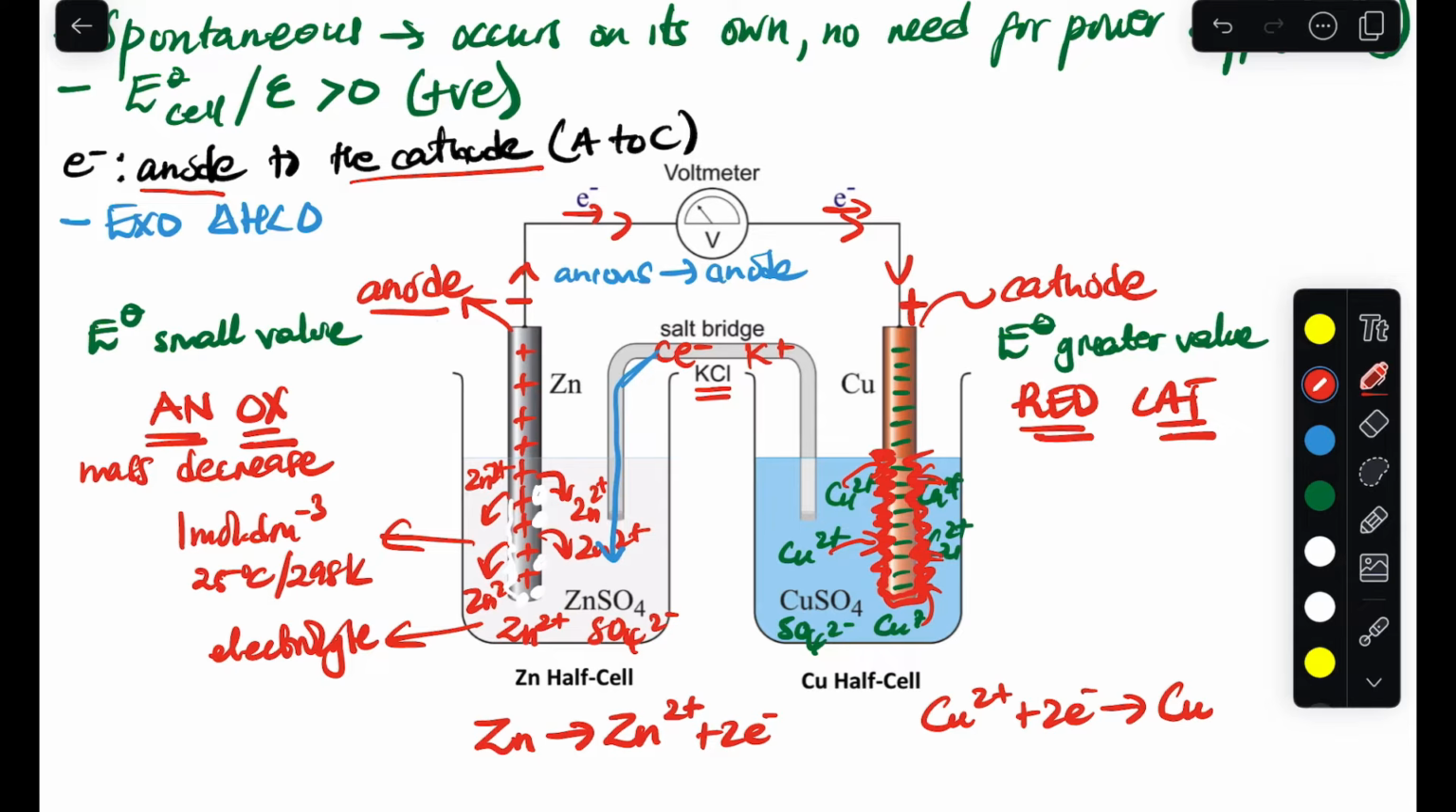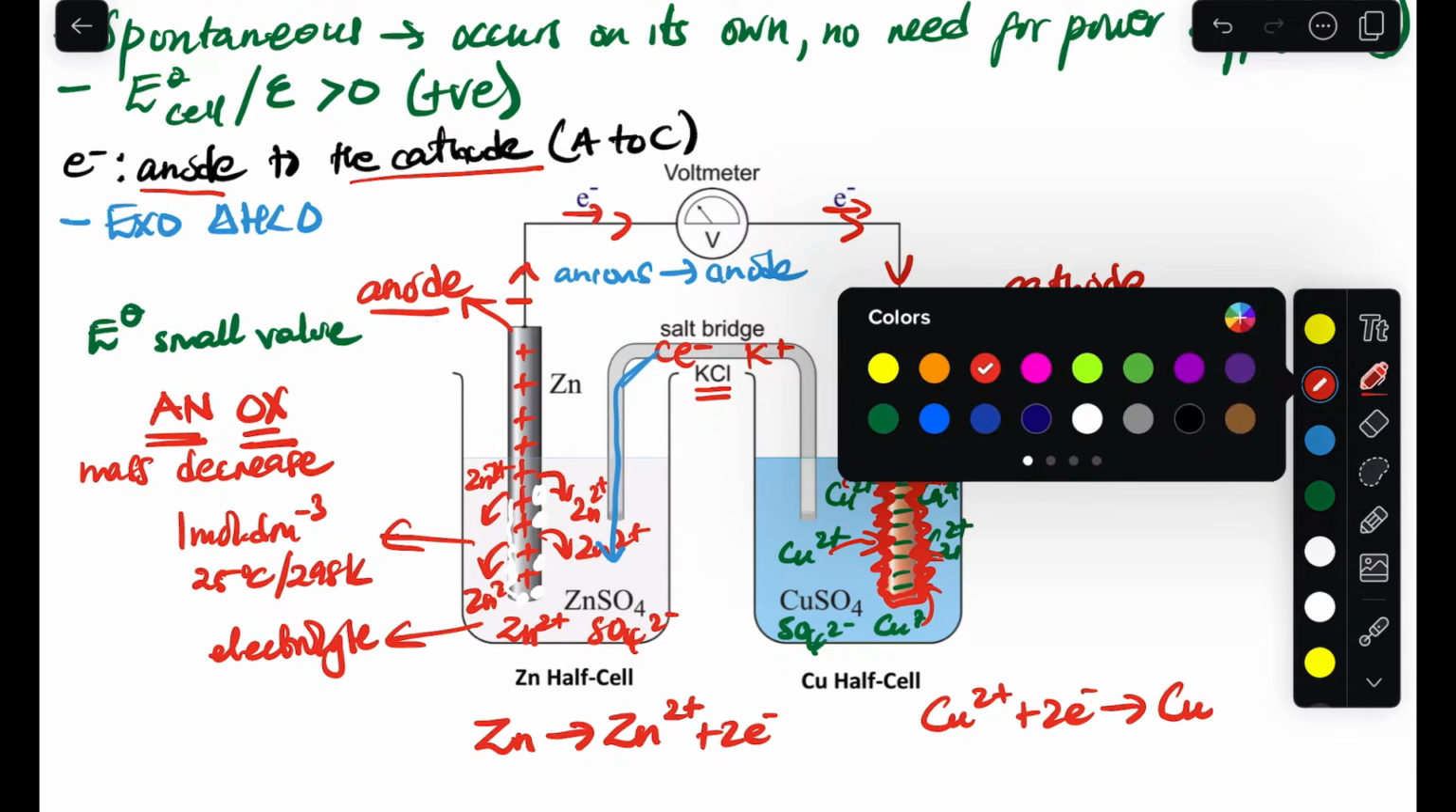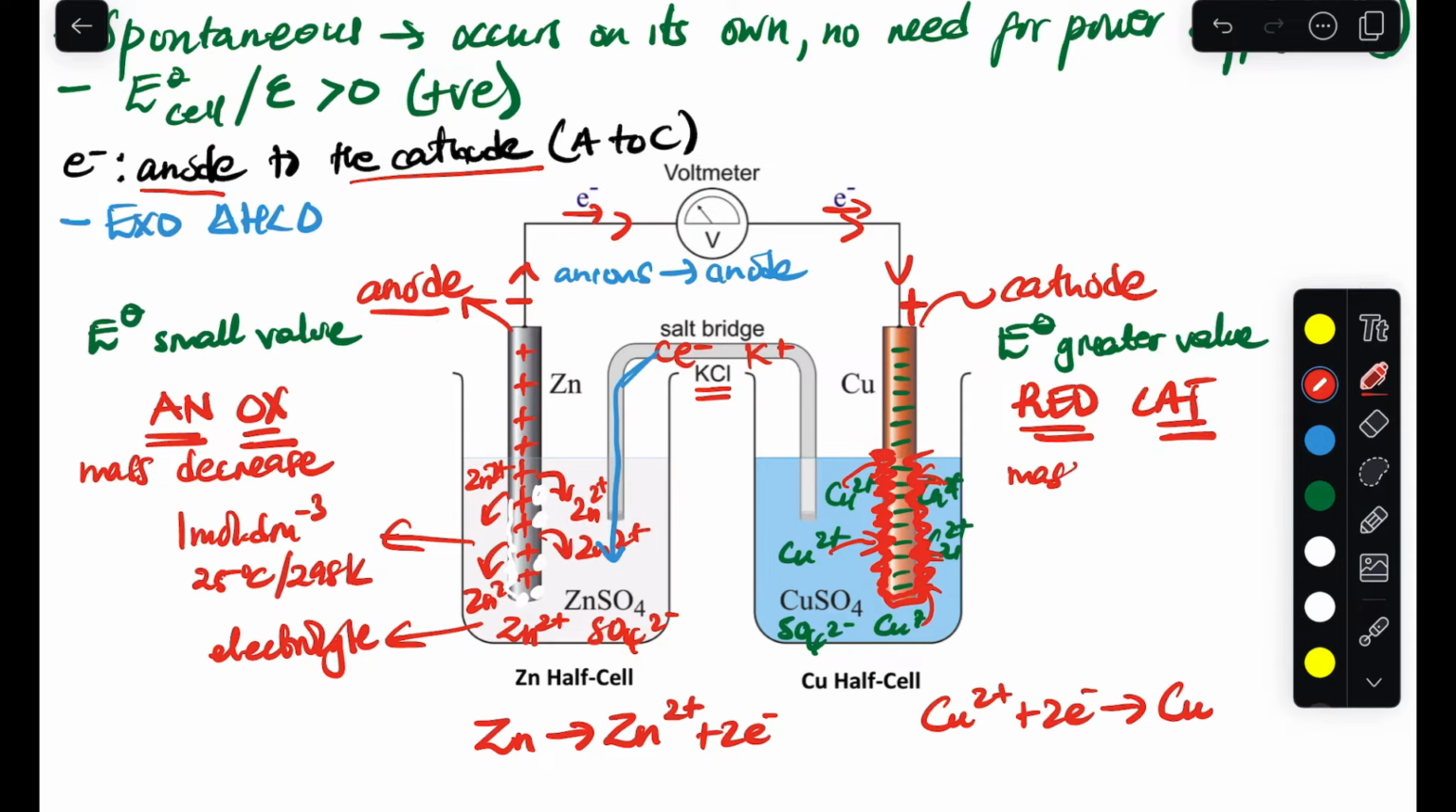So now we conclude that in the cathode there is a mass increase here. As the copper ions are leaving the electrolyte and going to that electrode, there will be fewer positives here, and the sulfate will be more. So this electrolyte will be negative.